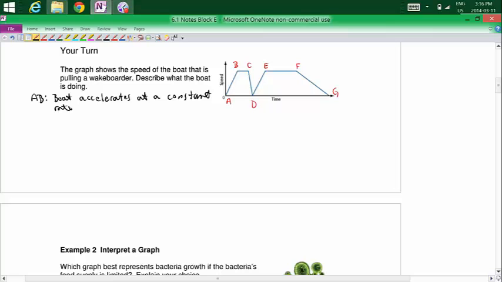Okay, so take a look from B to C. There's no change in the speed at all. Okay, so we can conclude that the speed is constant. Okay, and so from B to C, there is no change in speed. So the speed is constant.